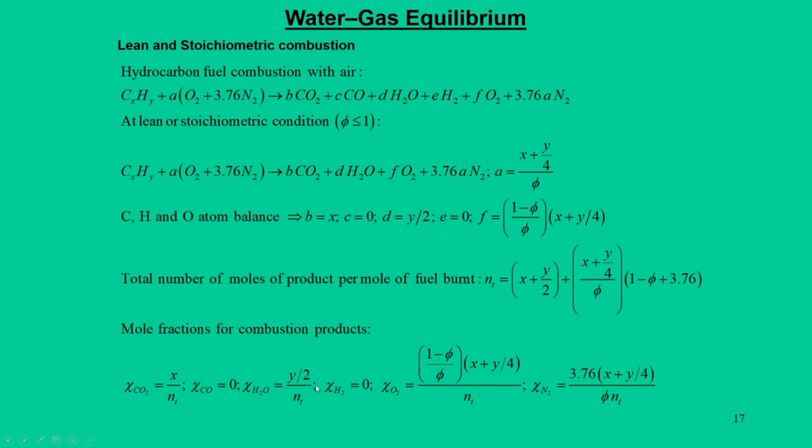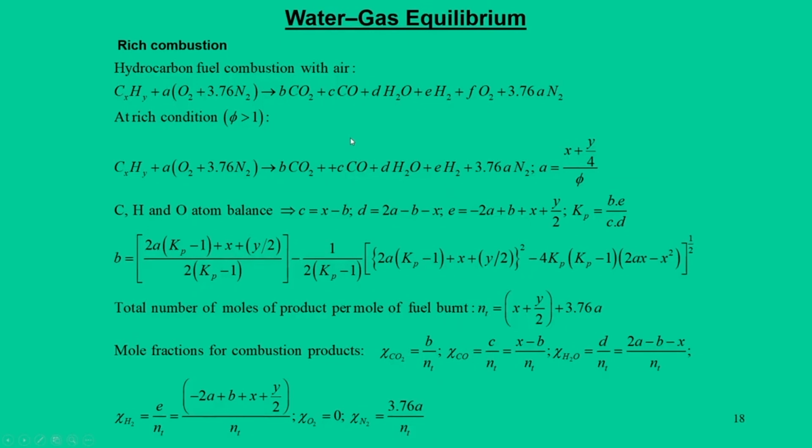We can also find out the mole fraction of each combustion product. But here the challenge comes when we have rich combustion. In rich combustion we basically have 4 unknowns, B, C, D, E, because F is 0. At the same time we have to recall the equilibrium constant Kp is equal to B times E divided by C into D. So, it will be a complicated set of equations, because this Kp is the equilibrium constant that has to be derived. It is very complicated, but all these components we can find out.